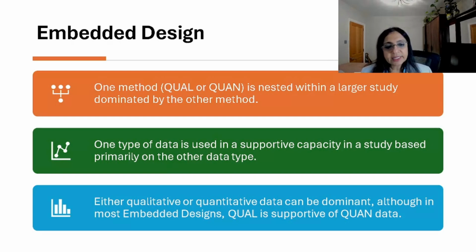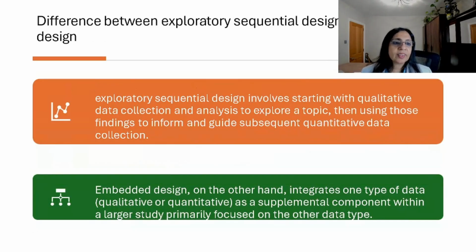So one method, either qual or quant, is nested within a larger study dominated by the other method. So one type of data is used in a supportive capacity in a study based primarily on the other type of data. Either qualitative or quantitative data can be dominant, although in most embedded designs, qualitative is supportive of quantitative data.